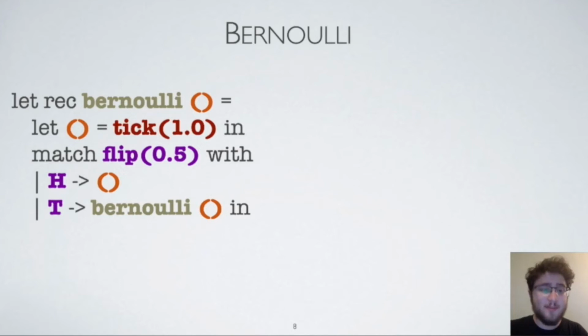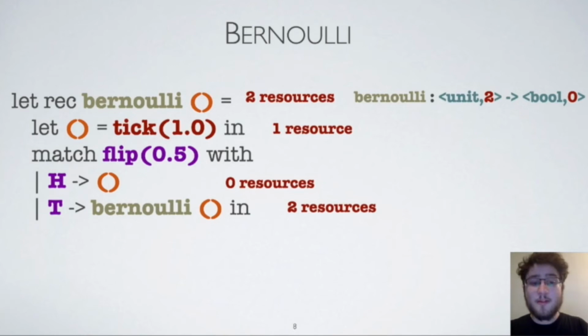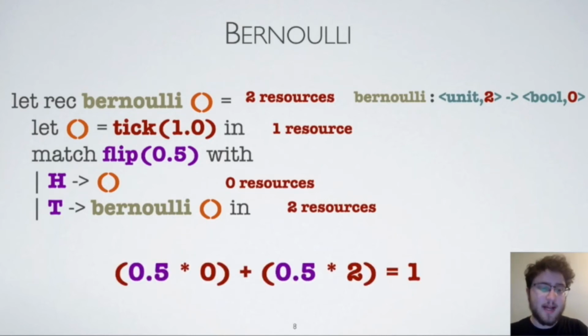Let's check it now using Praml. Now, the only initial potential that Bernoulli needs is 2 units. 1 unit of potential is spent immediately on the tick. After the coin flip, we assign 0 potential to the head case because it returns immediately, and 2 units of potential to the tails case. Then in the tails case, we reuse the guessed type of Bernoulli, and it all works out. Because the weighted sum of the potential assigned to these 2 branches is exactly 1, the flip rule justifies going into these branches with only 1 unit of potential, even though the tails branch by itself would require 2.